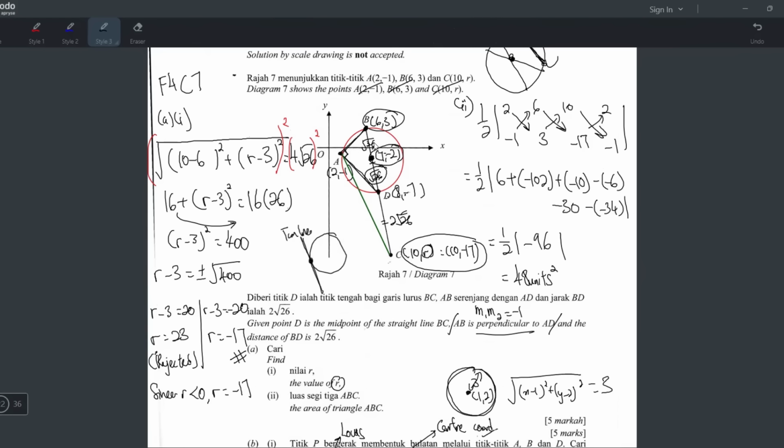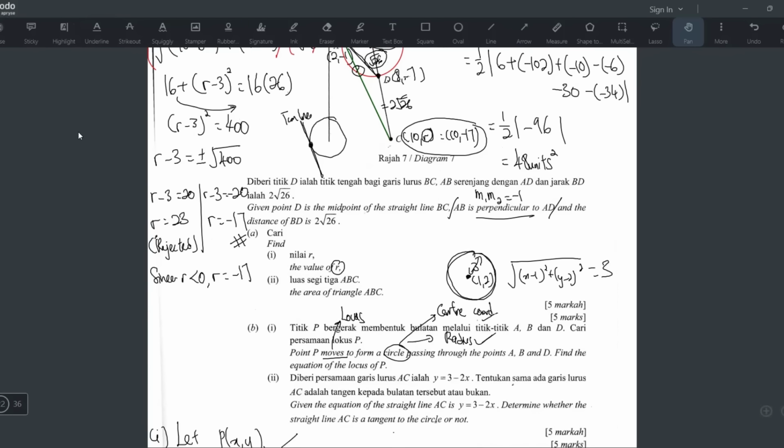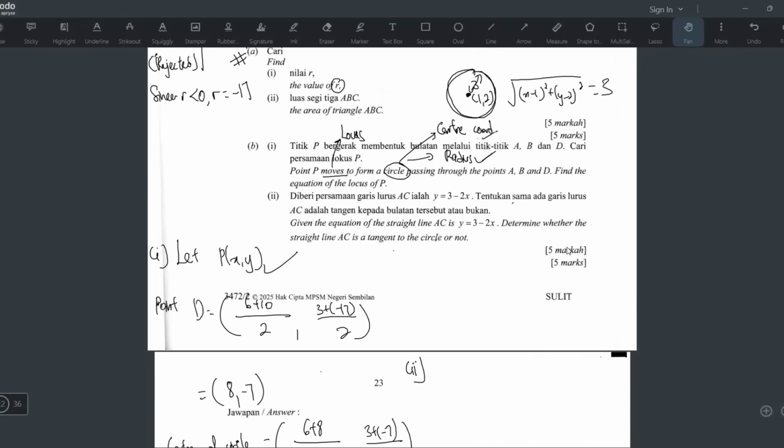Okay, so as you can see from the diagram, the AC line is definitely not the tangent because it touches the circle at two different points. So it's not tangent lah. But of course, you cannot just write "not tangent" here. You have to show working because it's worth 5 marks. So how do you show the working?